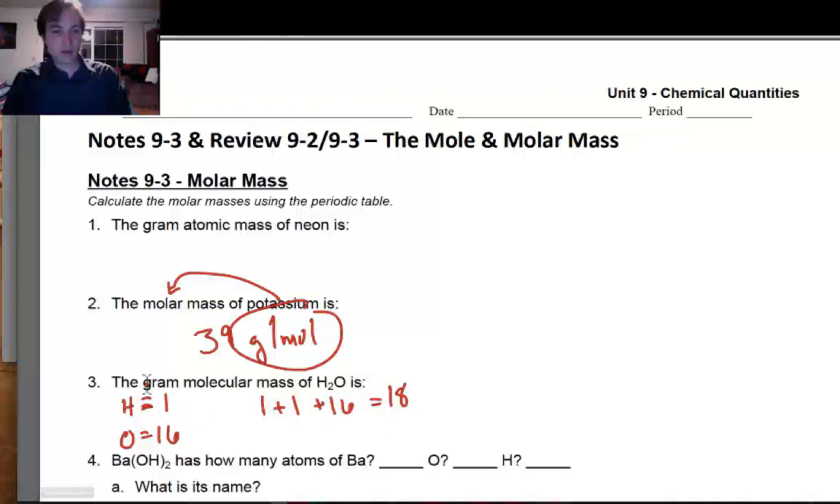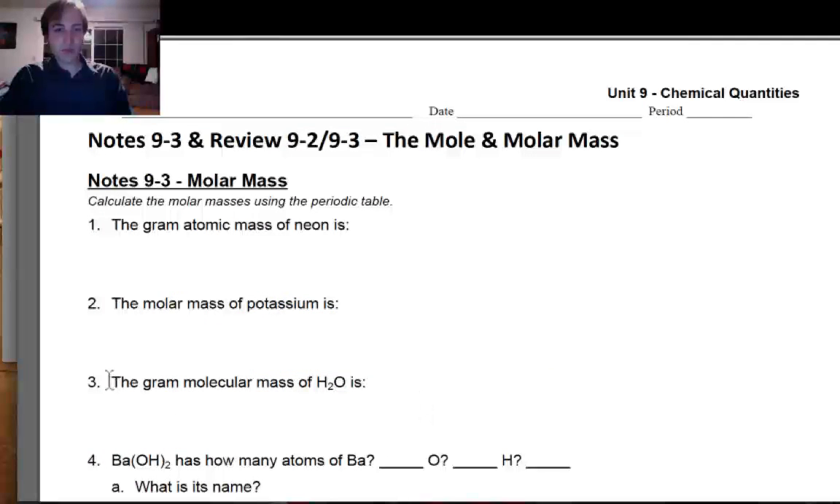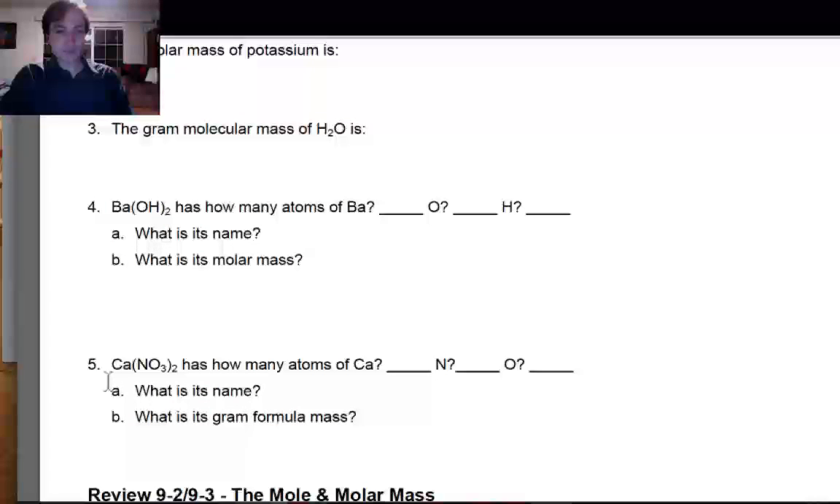Then my units, I need to be careful here. They want the gram molecular mass. Well, that just means I give it grams, so it's 18 grams of water equals 1 mole. Easy enough. So when you're trying to figure out what the units are going to be, if it's molar mass, it's always going to be grams per mole. If it's gram molecular mass, if gram is in the name, the units are grams. So let's look at this for two slightly more complicated problems.